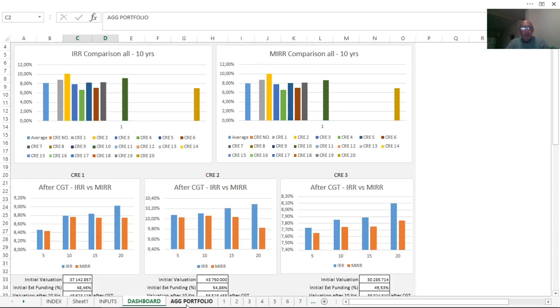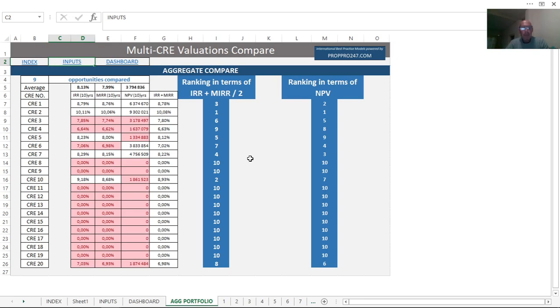We then have an aggregate portfolio. This is again just a visual for you to see how they stack up against one another. As you can see, it will automatically calculate the number of opportunities that you have in this portfolio, and the averages. And then over a 10-year period, we measure and compare them against one another, and we give you a ranking system. So you can see these in the red are below average.